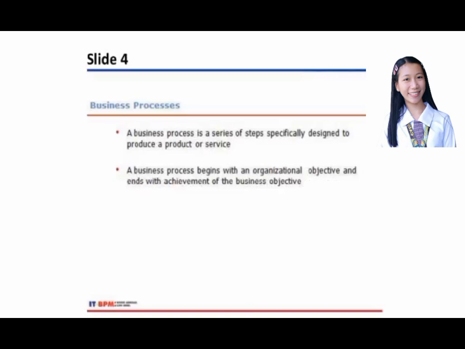Next is business processes. This defines business processes as a series of steps specifically designed to produce a product or service. It highlights that a business process begins with an organizational objective and ends with the achievement of that objective. It emphasizes that the difference between a process and a business process lies in the end product or service being engineered with an end customer specification in mind.